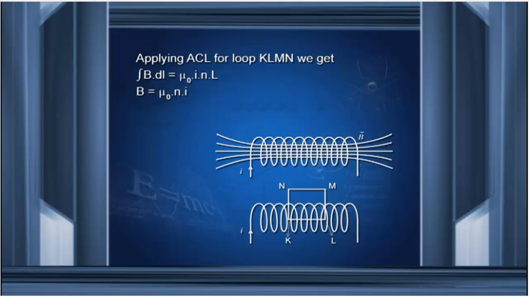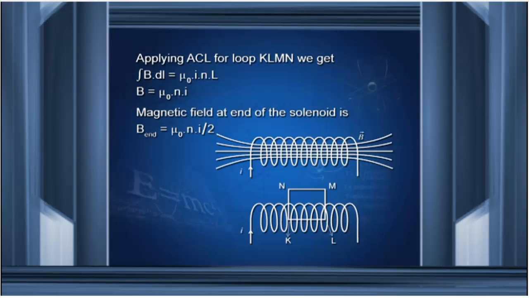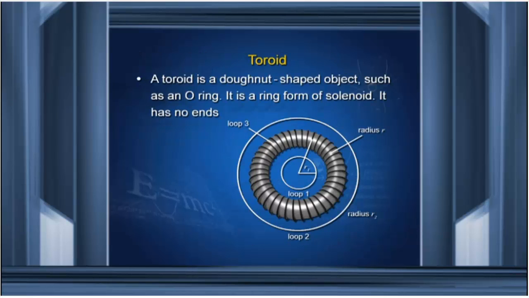If we have to calculate the magnetic field at the end of the solenoid, then we observe that the magnetic field close to the end of the solenoid is half of the total magnetic field. That means the magnetic field at the end will be equal to mu naught n I divided by 2. Toroid. A toroid is a donut shaped object such as an O ring. It is a ring form of solenoid.